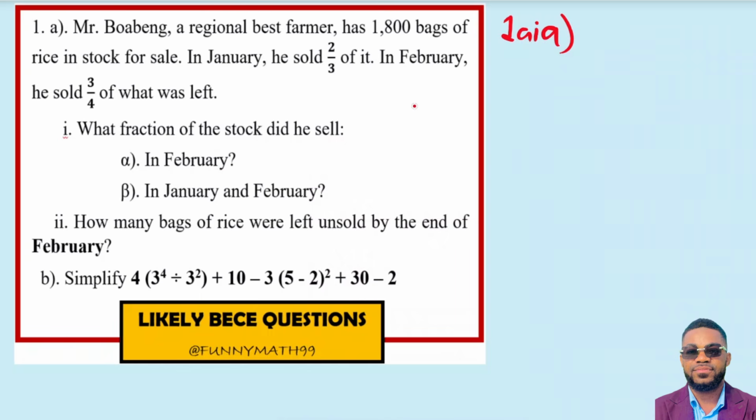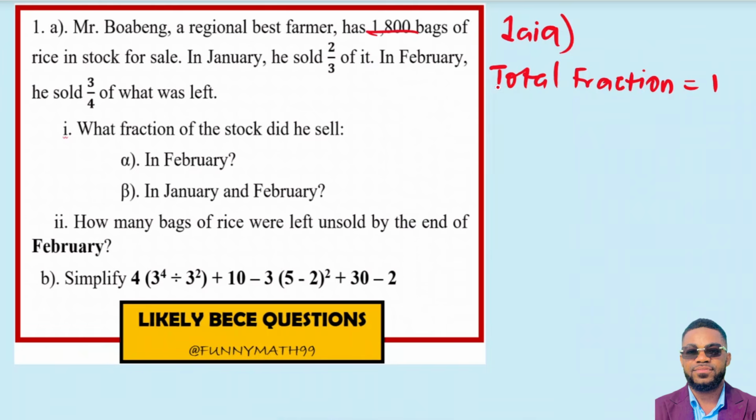Now, this is what we have to know. In terms of fractions, the total fraction is going to be 1. In the actual sense, the total number of bags is 1,800, but in terms of fraction, this 1,800 is equal to 1. So we can say that the total fraction is equal to 1.